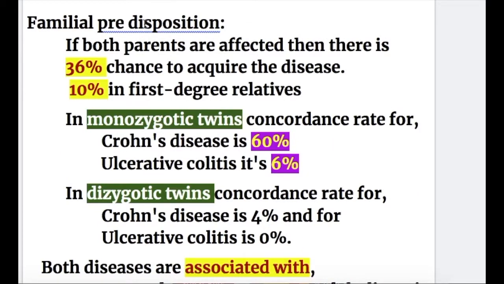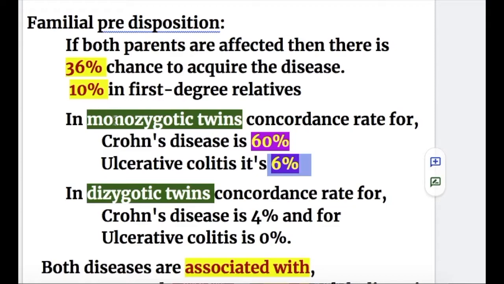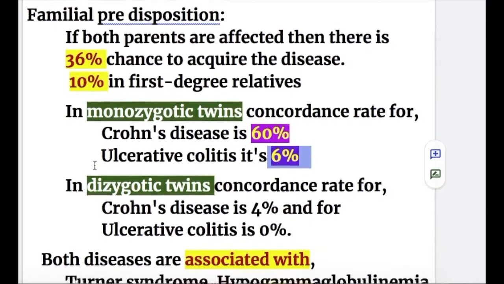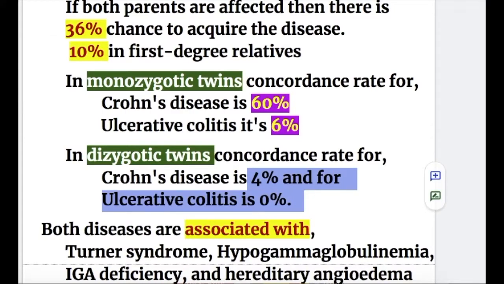Now, familial predisposition for these disorders. If both parents are affected, then there is 36% chance to acquire the disease and 10% in the first degree relatives. What about monozygotic twins? In monozygotic twins, the concordance rate for Crohn's disease is 60% and for ulcerative colitis it's 6%, and in dizygotic twins the concordance rate for Crohn's disease is 4% and ulcerative colitis is 0%.